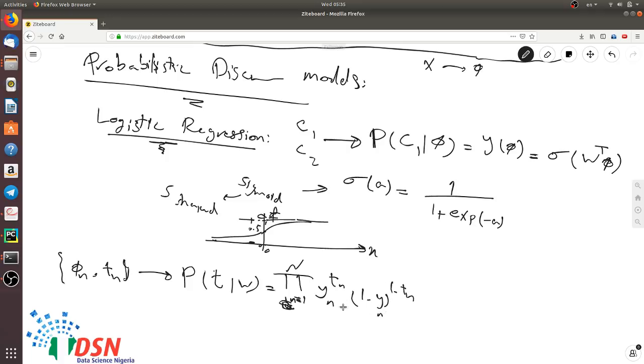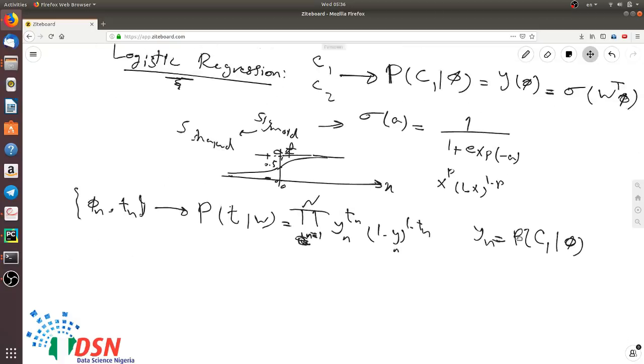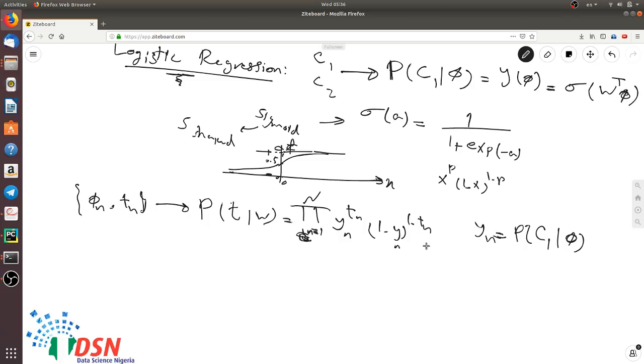so this is Bernoulli distribution. If you remember, the Bernoulli distribution was p to the x times 1 minus p to the 1 minus x. Okay, as you could see, this is Bernoulli distribution, and y of n is the probability of class 1 given phi.